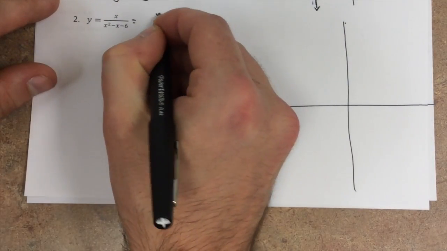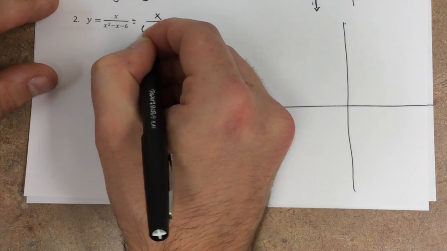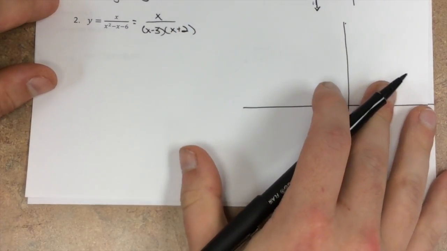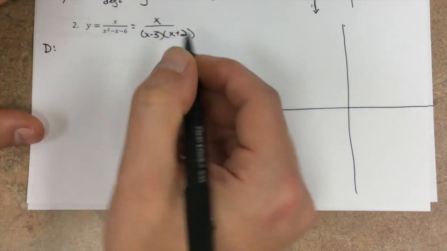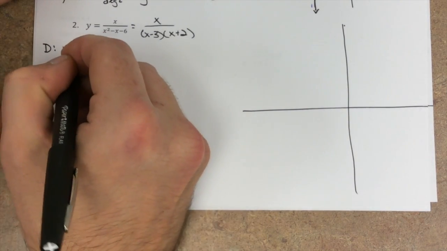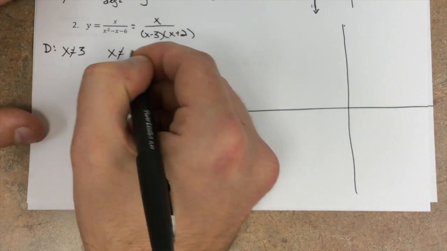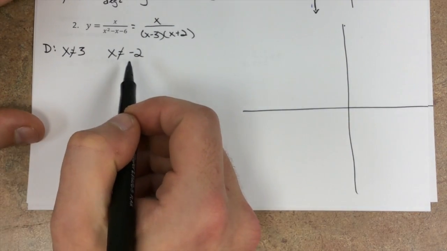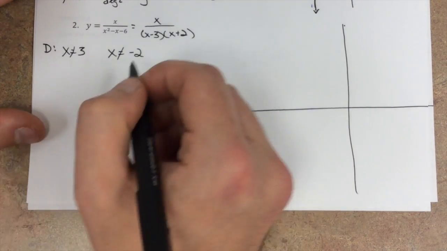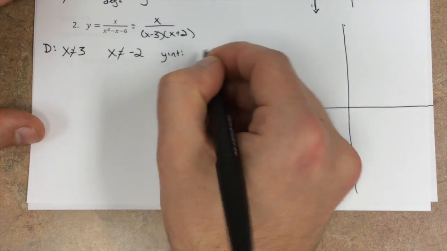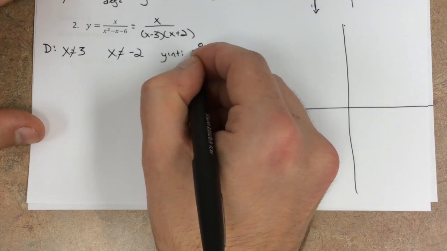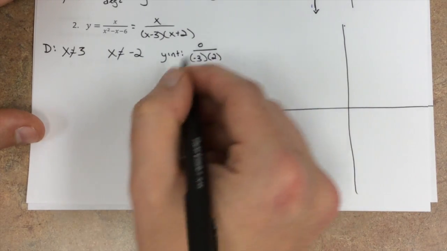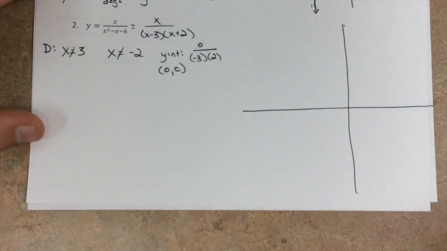Step 1, always factor the rational function. So I have x minus 3, x plus 2. So that gives me my domain. X cannot equal 3. X cannot equal negative 2. Did I just write x cannot equal 0? Nope. So I plug that right in. So for the y-intercept, I have 0 over negative 3 times 2. So I have my y-intercept at 0, 0.